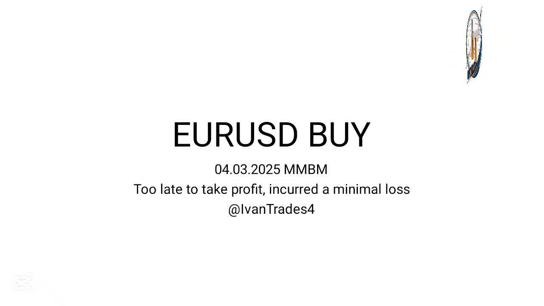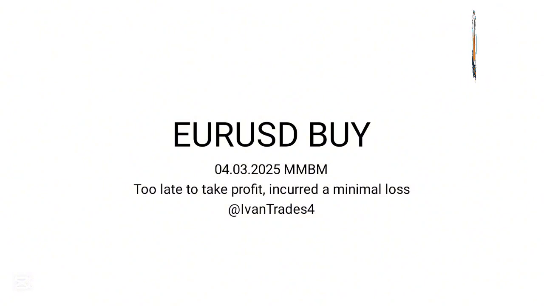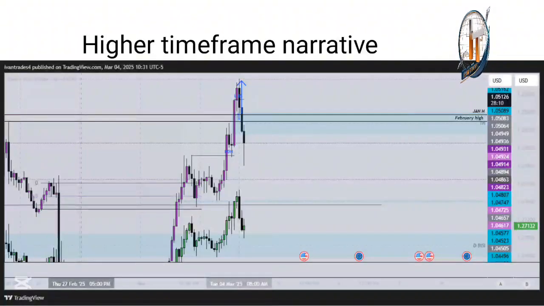There was a buy trade on the EURUSD and I incurred a small minimal loss, and I want to go through it: my thought process, how I ended up taking it, the mistakes which I made leading me to incurring a minimal loss, and the reason why I did not incur a full loss, as you've seen in the recap video prior to this recap. So let's go through it.